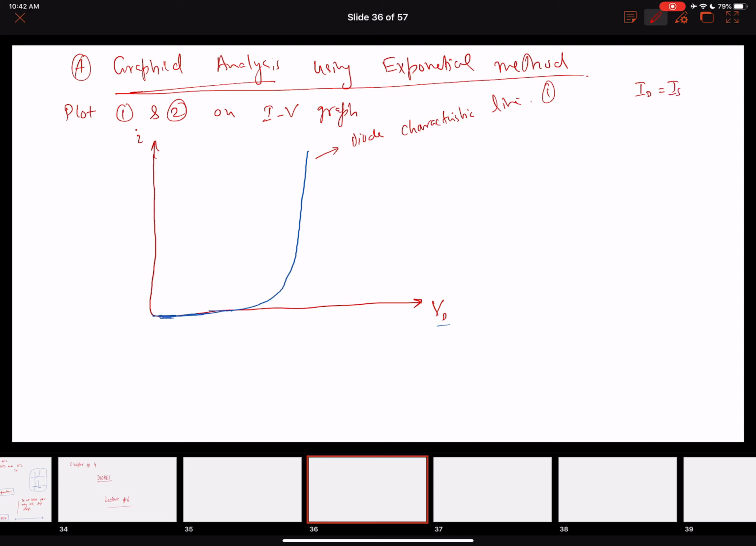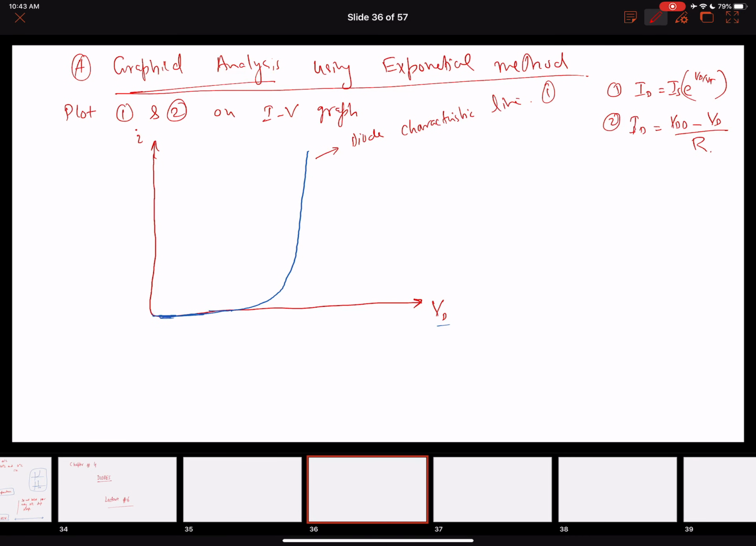ID equals IS e raised to the power VD over VT. And that was the first equation. The second equation was ID equals VDD minus VD over R. So let's plot the second equation so I can find the intersection points.